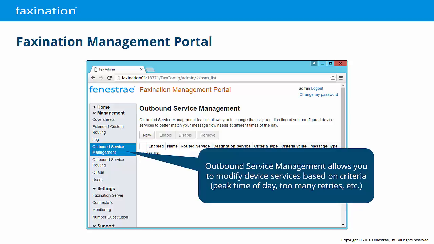Also, due to some interoperability issues that exist with fax over IP and certain fax machines or MFP fax modems, it's possible to automatically change the outbound service to use a hardware fax device based on the type of fax over IP call failure. For example, if an outbound fax over IP call fails twice for reasons other than busy or no answer, the job can be reassigned to another outbound service that doesn't use fax over IP.